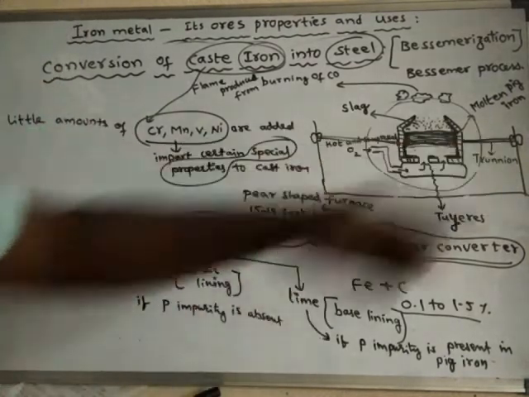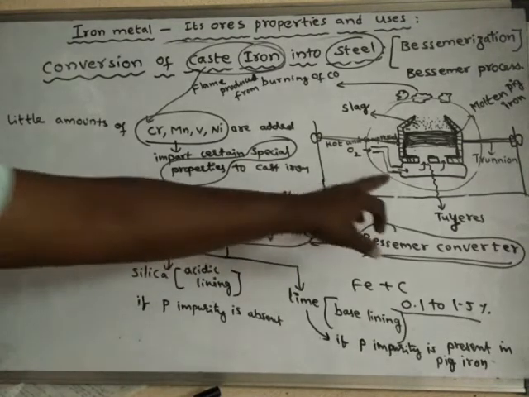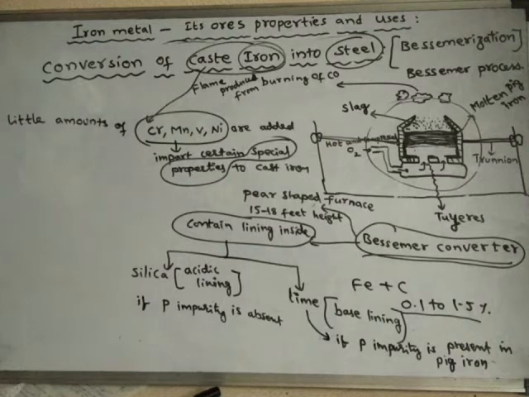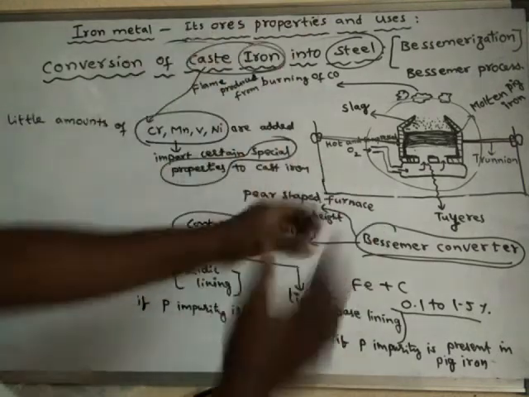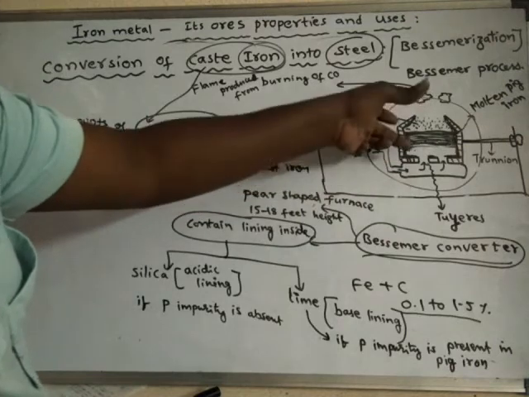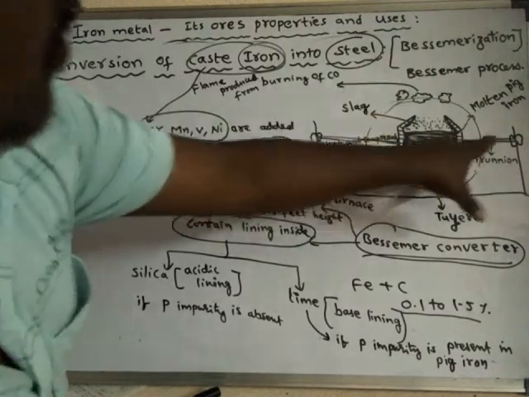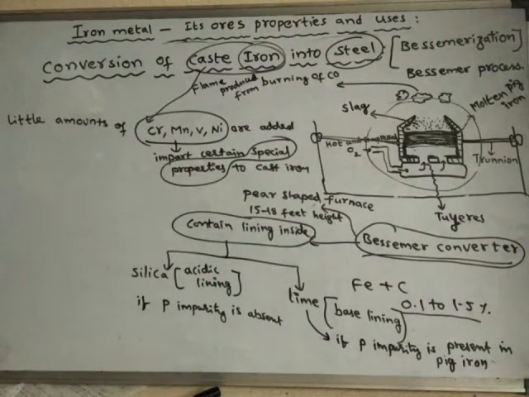This special type of arrangement is known as a trunnion. So this Bessemer converter is mounted on the trunnion, about which it can be tilted or rotated. So that means this is called the Bessemer converter. It can be rotated or else tilted on the trunnion.